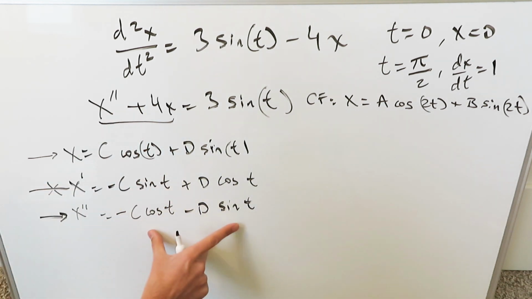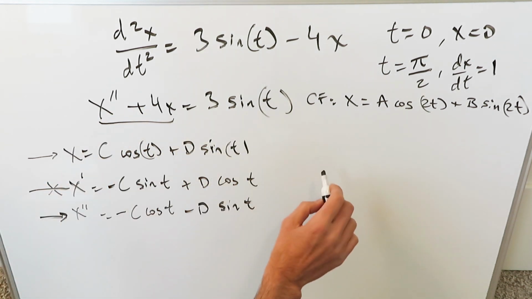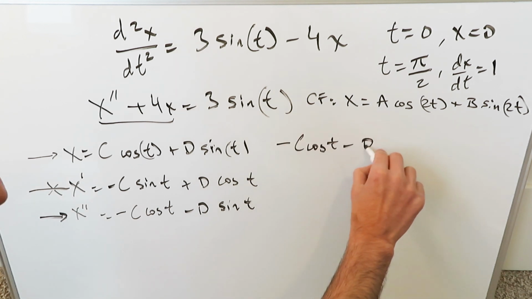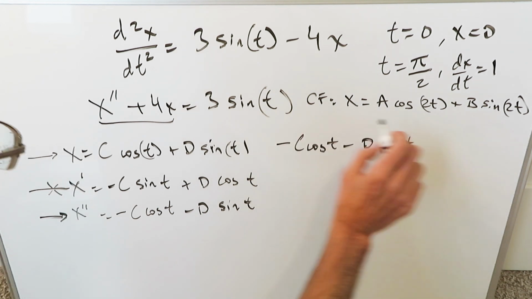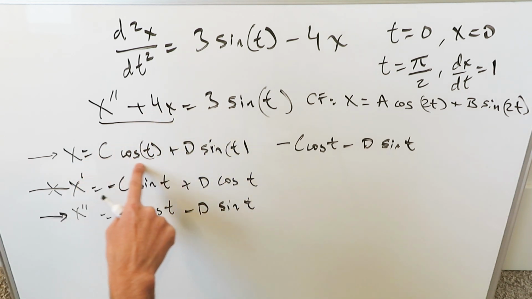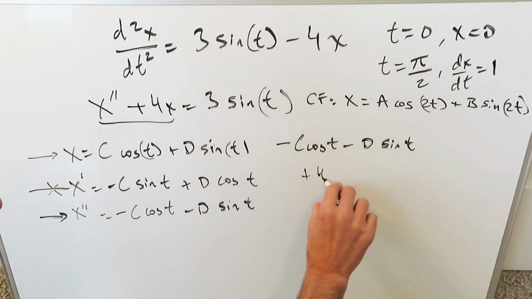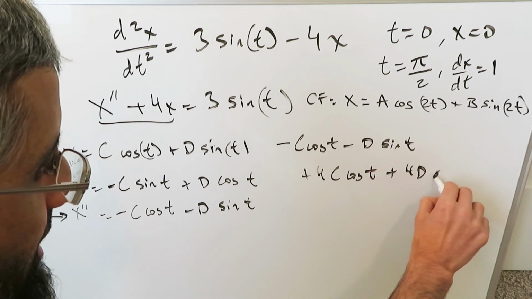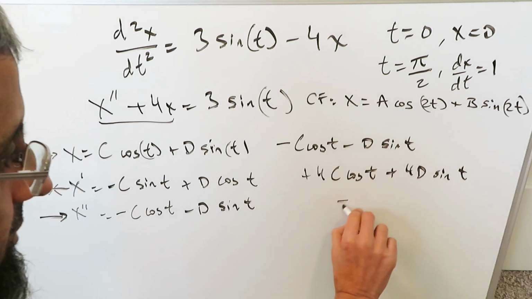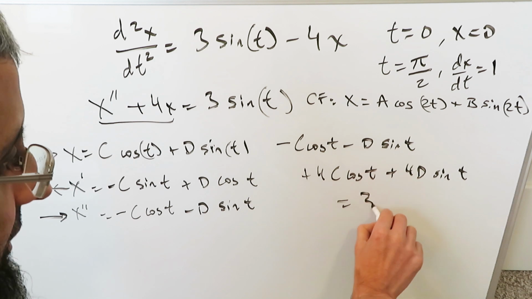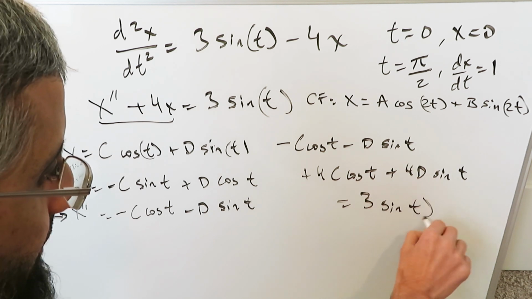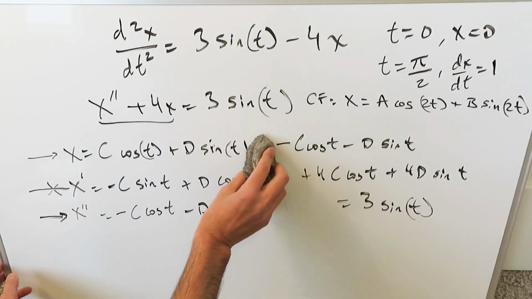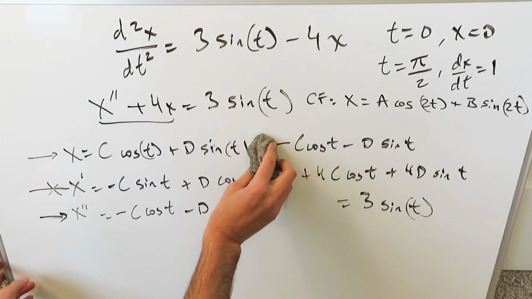When you substitute these two items here, what do you have? You'll have here a minus c cosine t minus d sine t, then plus 4x, 4 times all of this, plus 4c cosine t, and then plus 4d sine t is equal to what? Exactly what you see here, 3 sine t. What we are doing over here is developing our system of linear equations. I'm erasing this because we don't need to see this anymore.